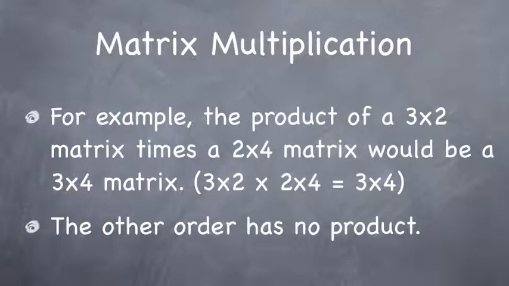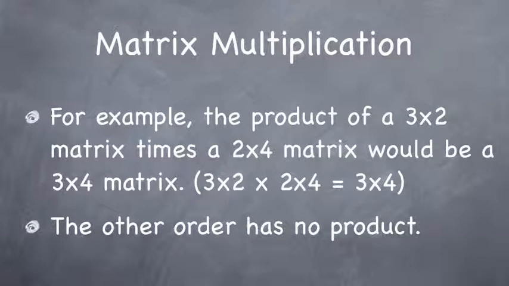So for example, if we had a 3 by 2 matrix and a 2 by 4 matrix, the resulting product would be a 3 by 4 matrix. So here we see I've written the two sizes side by side. Notice that the two inner numbers match. They are both 2's, so the size of the product is going to be the two outer numbers, 3 by 4. Now if we switched it the other way around and said we wanted to take a 2 by 4 matrix and multiply it by a 3 by 2 matrix, we couldn't do that because the inner two numbers do not match, so there would be no product.